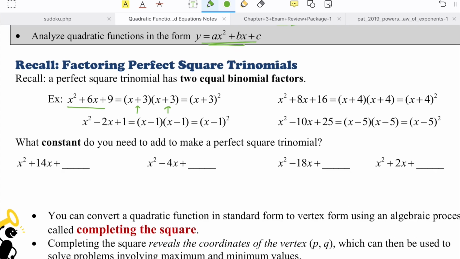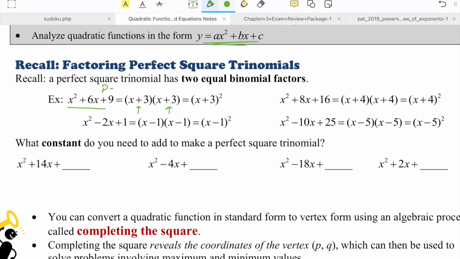You can do that by doing product sum factor, right? So product is 9, sum is 6, my factors will be 3 and 3, and then you just do x plus 3 and x plus 3, right? We did this in the beginning as well. Same thing over here, product is 25, sum is negative 10, my factors will be negative 5 and negative 5, and that's what I get as my answer.